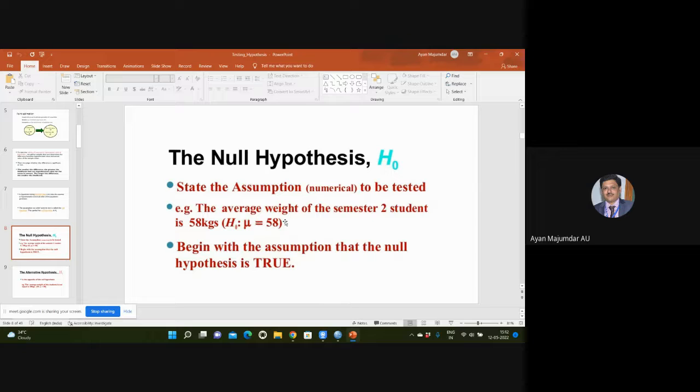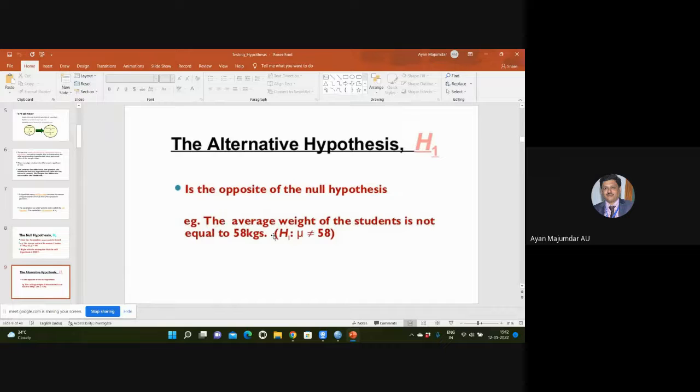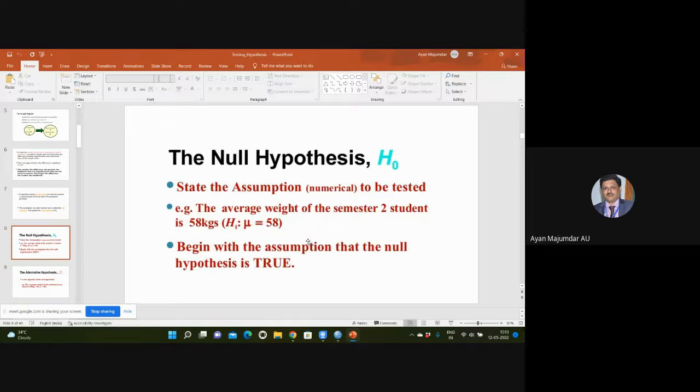Against any null hypothesis, there is an alternative hypothesis. The null hypothesis is the mean weight of the class is 58. So the alternative hypothesis will be the mean weight of the class is not equal to 58, which is represented by H1. So it will look like this: H1 is mu not equal to 58. It may be more than 58. It may be less than 58. So the assumption with which we start is the null hypothesis, and against that null hypothesis, we will have some alternative hypothesis.